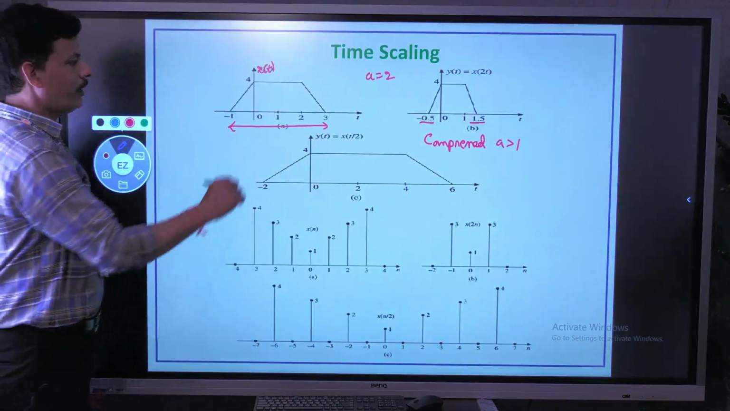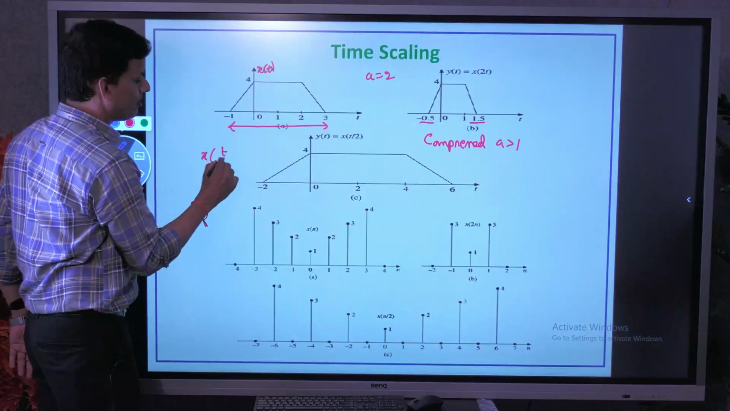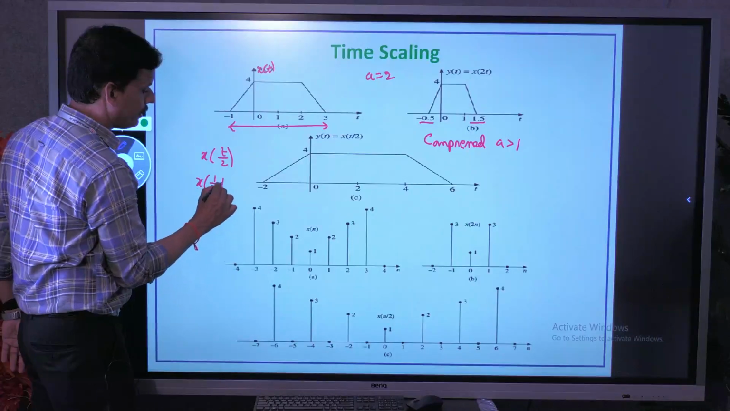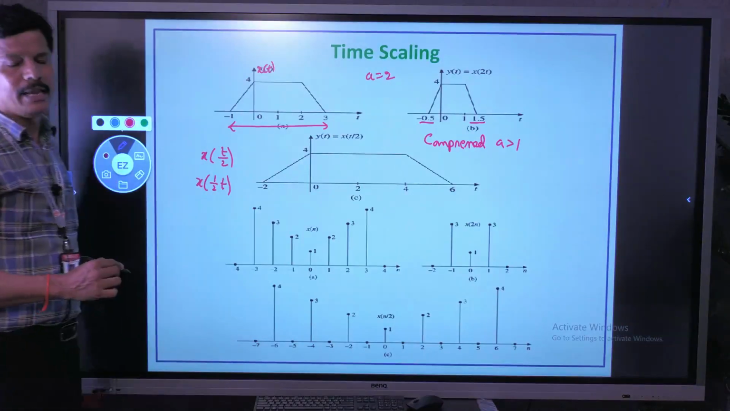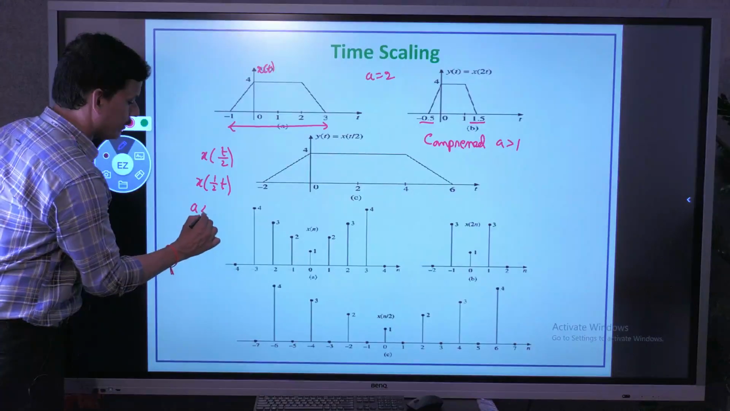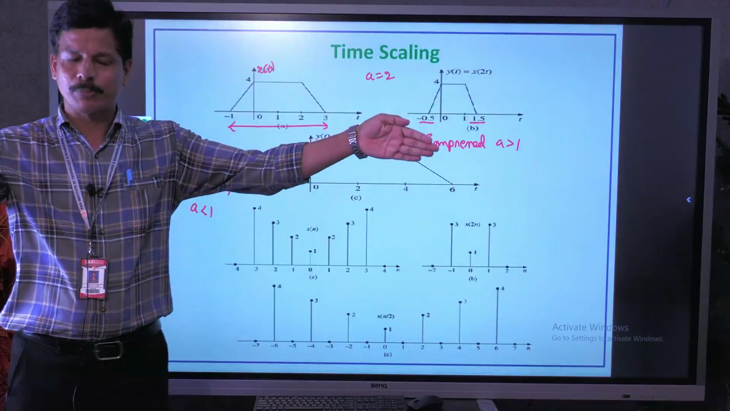Similarly, you can go for x of t by 2. T by 2 means x of 1 by 2 t. Here A equal to 1 by 2. So here A is less than 1. A equal to 1 by 2 means A is less than 1. It should be an expansion.